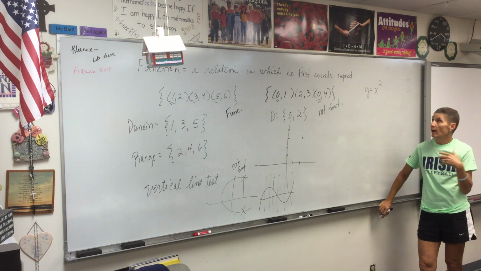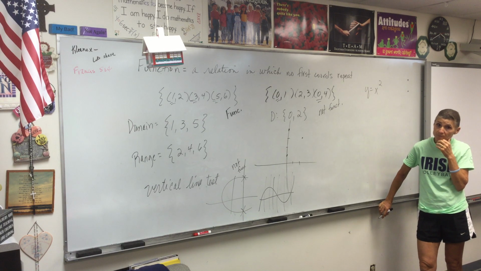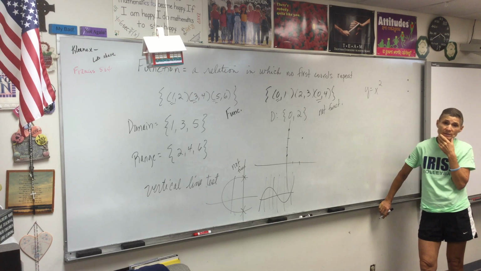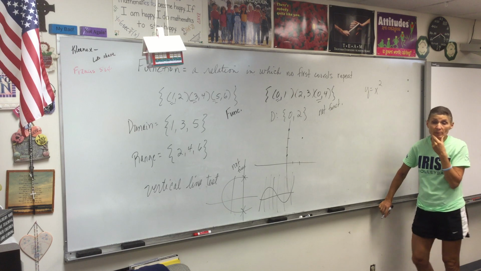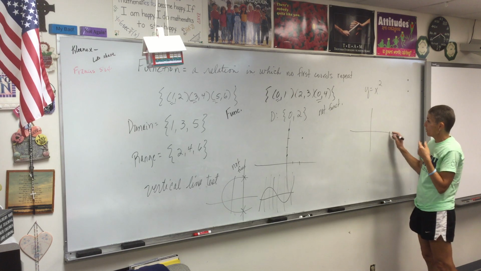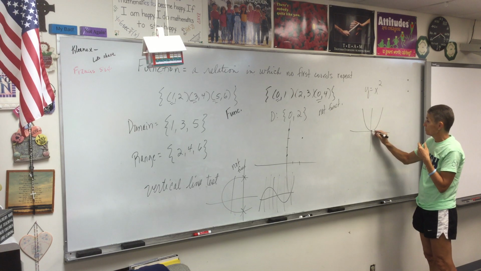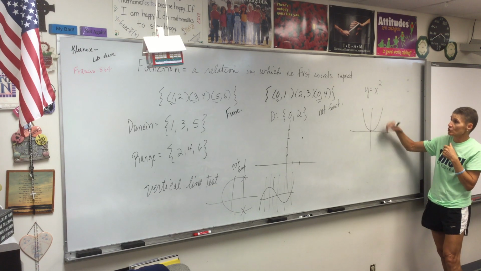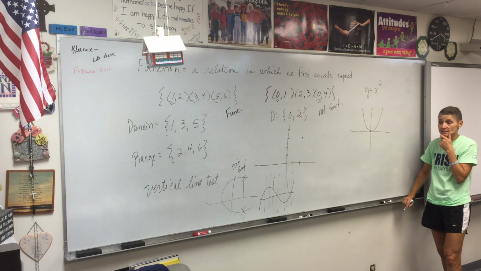graph it. Now, this is an x squared, and we don't know a ton about x squareds, even though you did study them last year, but we do know that x squareds always have what shape? They're a parabola opening up. So this parabola looks like this. Is it a function? Absolutely, it's a function. It passes the vertical line test.